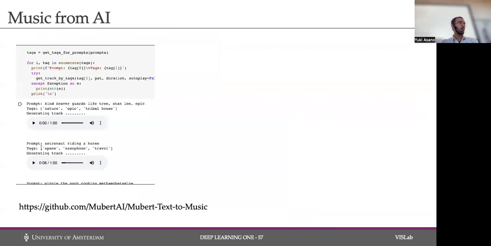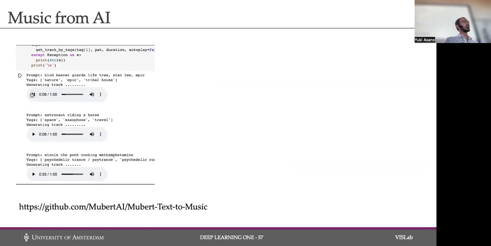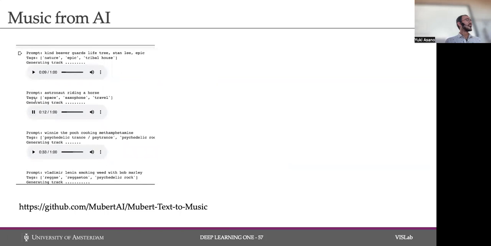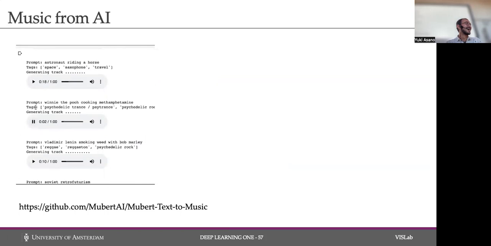We've also arrived at the stage where you can generate music from AI. Let's see, I don't think audio will go through. What you're seeing is the prompt, which is "Kind Beaver Guards Life Tree, Stanley Epic." So this is a prompt, a text, and then this method generates music from that with some pieces in between. The next one is "Astronaut Riding a Horse." The next one is "Winning the Crew Cooking Left and Feathering." One more: "Vladimir Lenin Smoking Weed with Bob Marley."